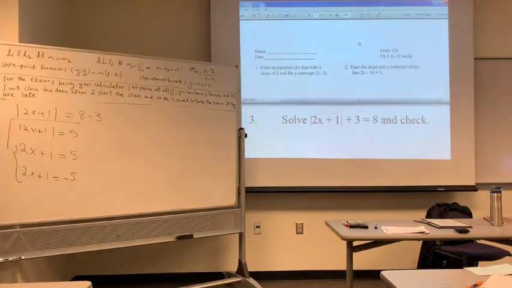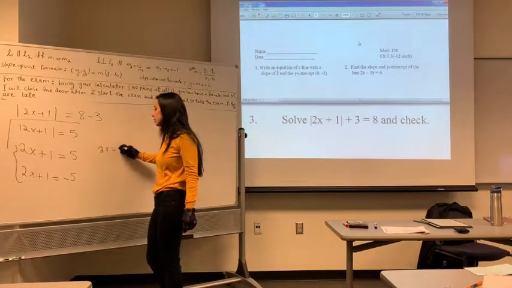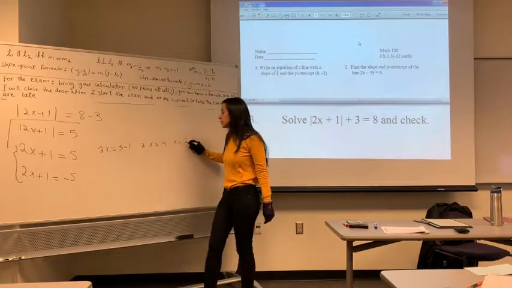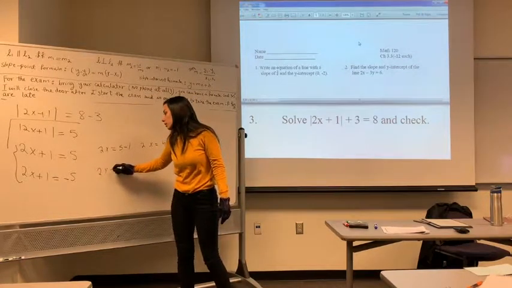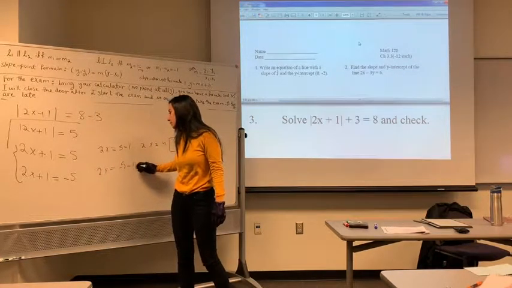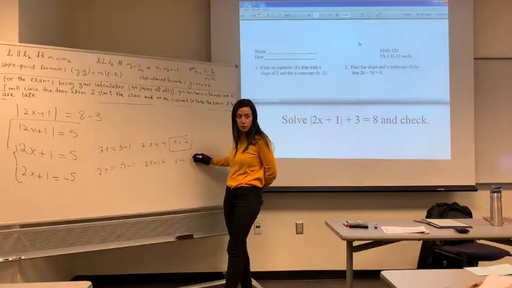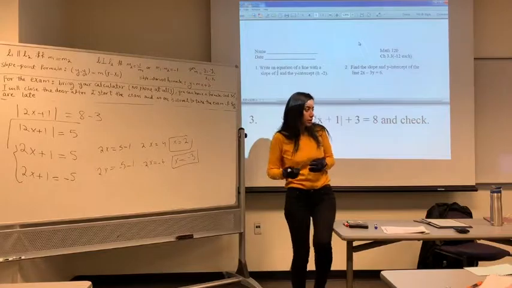Or negative 5. Do you remember absolute value? It could have two values, positive and negative, right? And now we will solve each of these equations. So 2x is equal to 5 minus 1, 2x is equal to 4, x is equal to 2. Your answer was correct. 2x is equal to negative 5 minus 1, 2x is equal to negative 6, x is equal to negative 3. So this is the answer for absolute value.